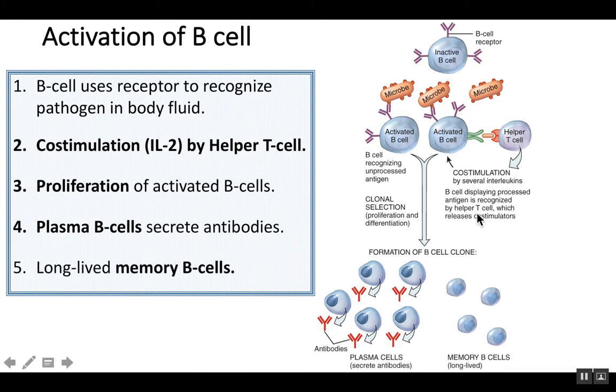At the same time, we're going to make memory B cells, just like we made memory cytotoxic T cells, just like we made memory helper T cells. We're going to produce memory B cells. And those cells are going to be there, so if this microbe enters another time, maybe years down the line, we've got more cells present that have receptors and antibodies against that microbe.